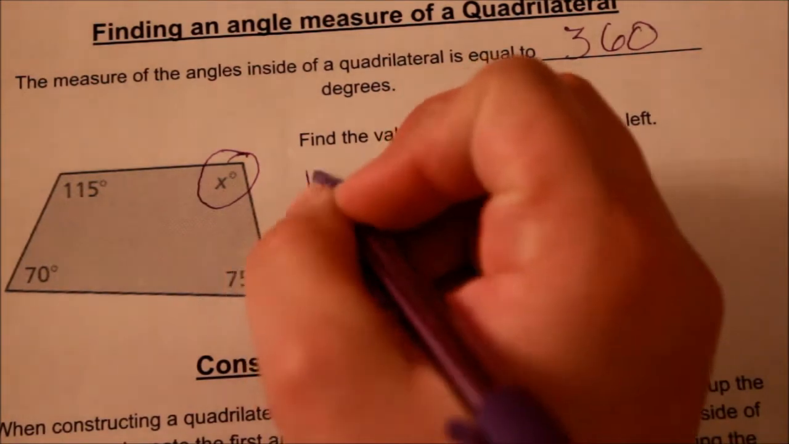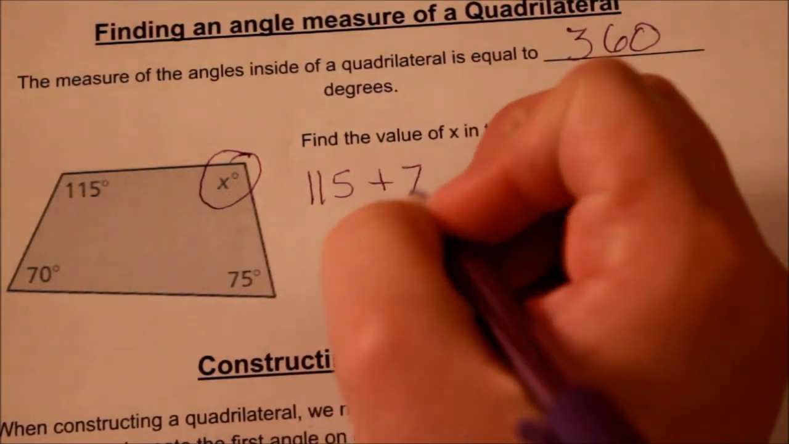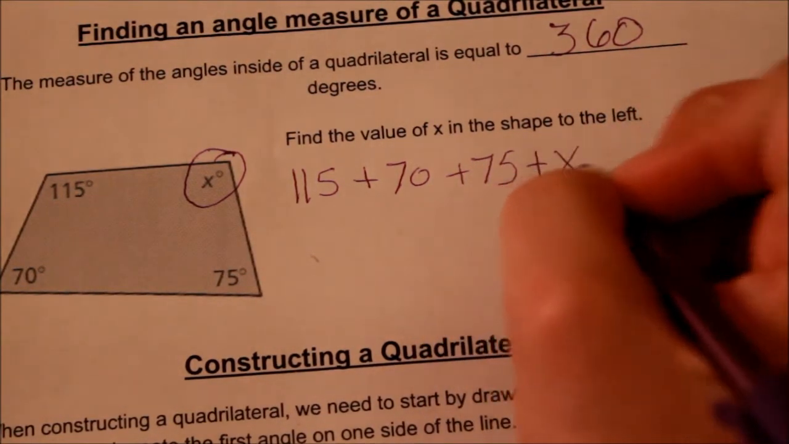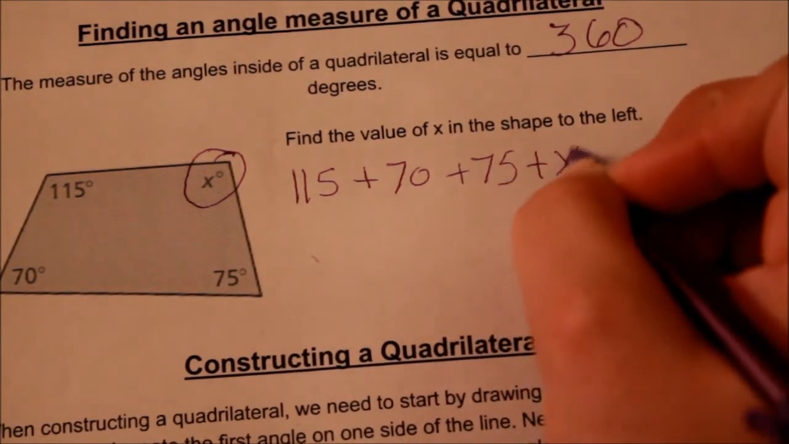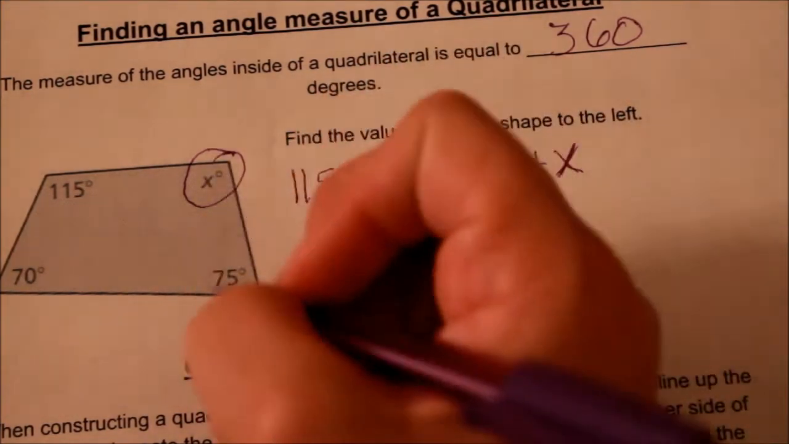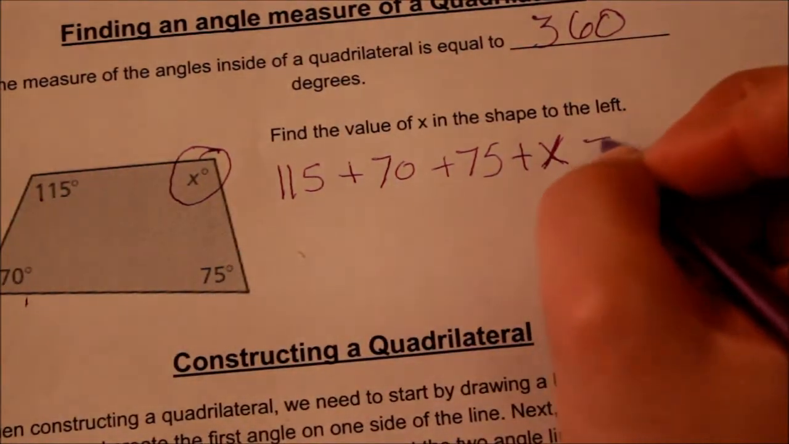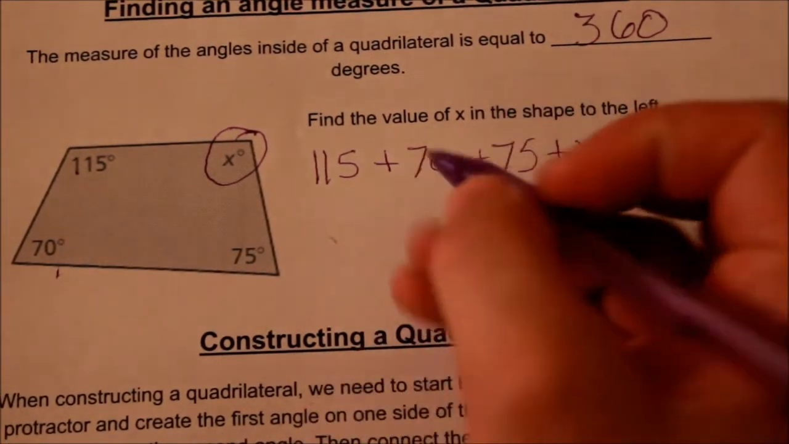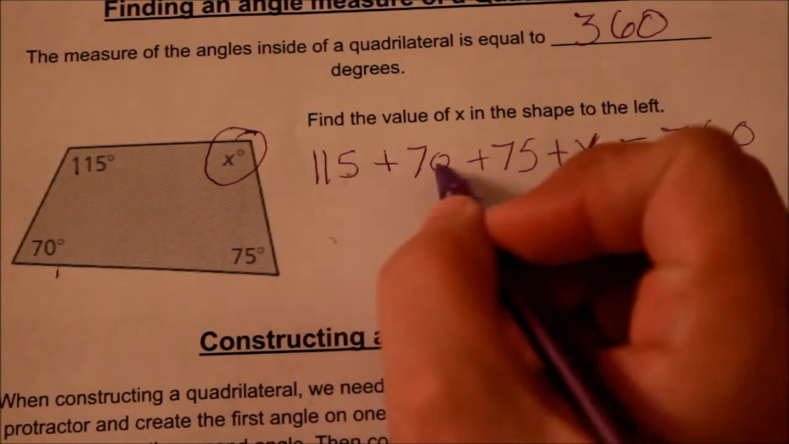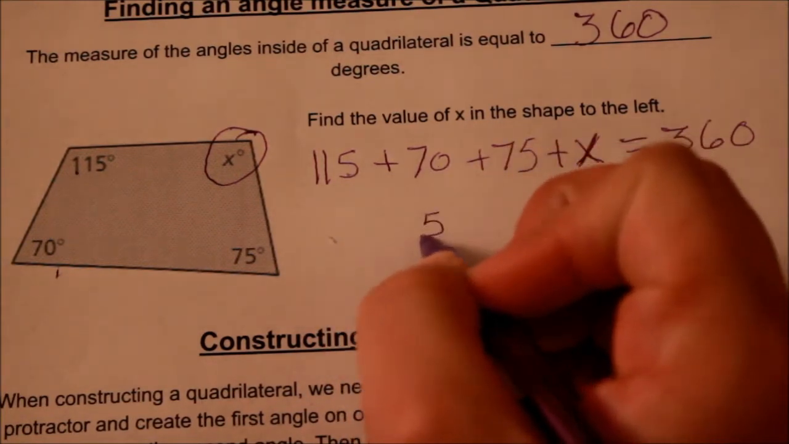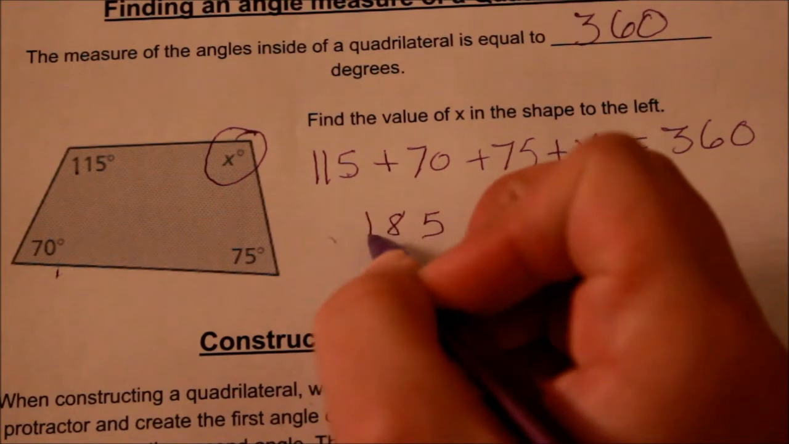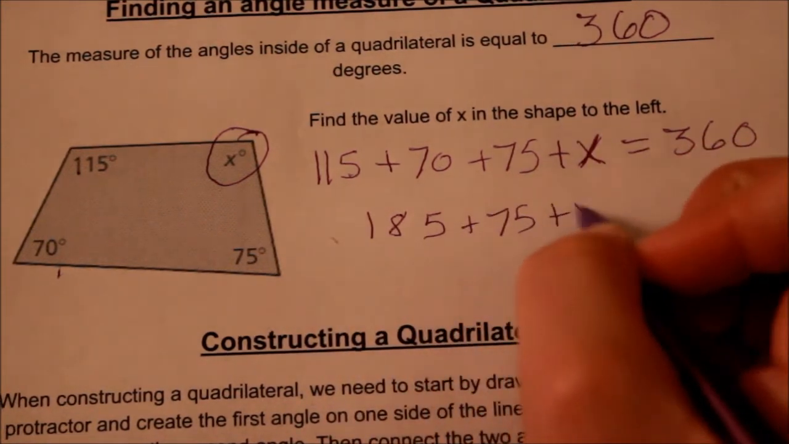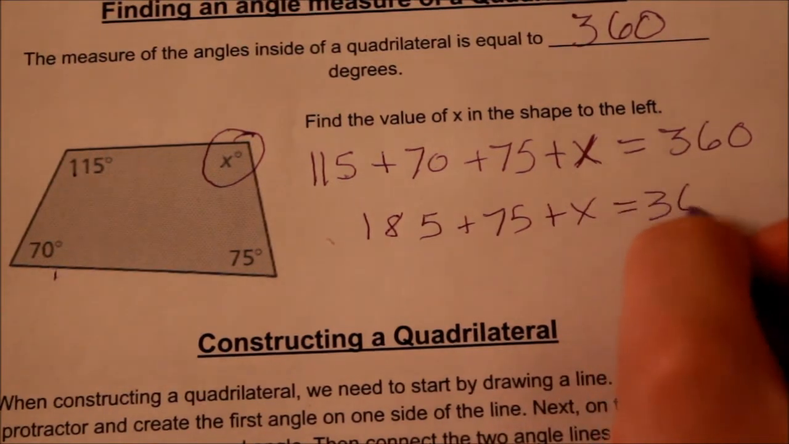So I'm going to do 115 plus 70 plus 75 plus x. Just because it's not a number does not mean we shouldn't use it. We still need that variable to make all 4 angles equal 360. Now I'm going to add these together. Well, 70 plus 115 is 185, plus 75 plus x equals 360.